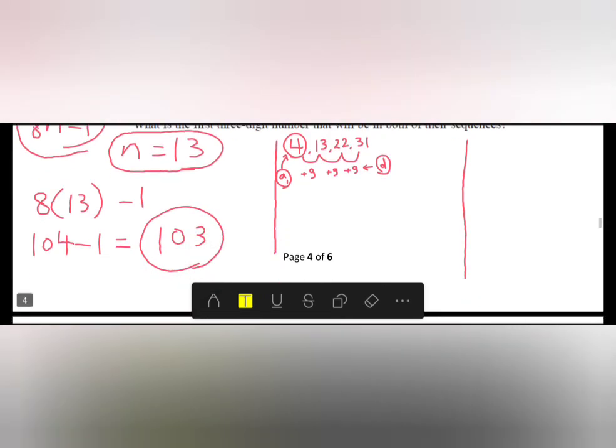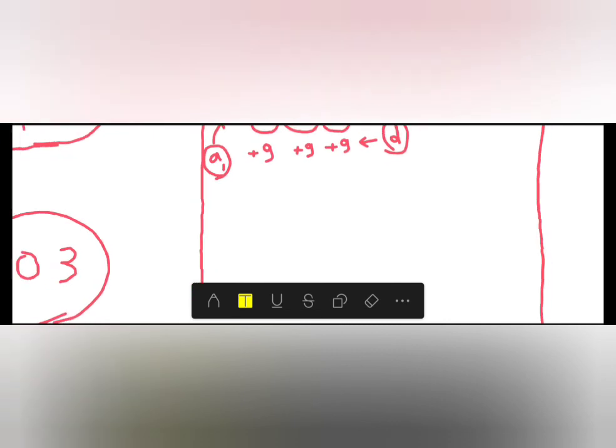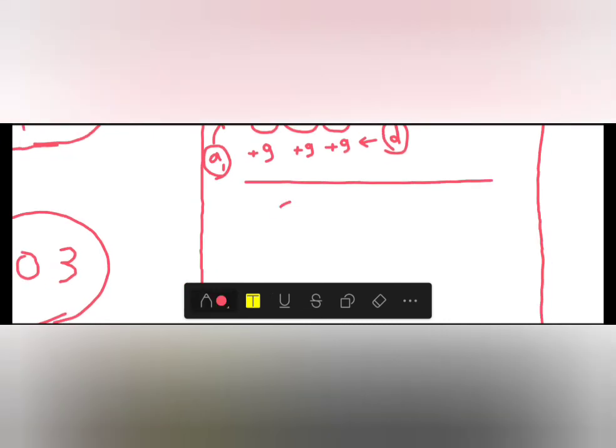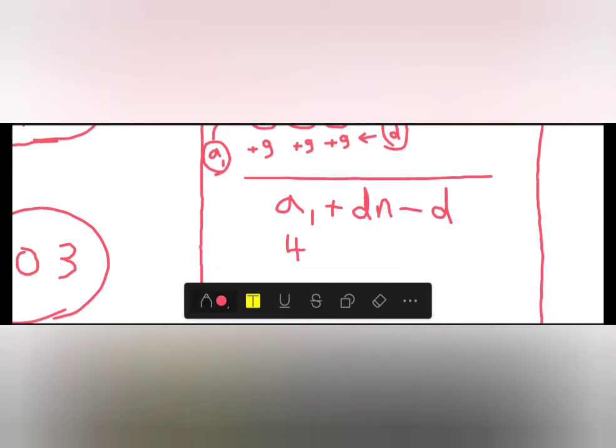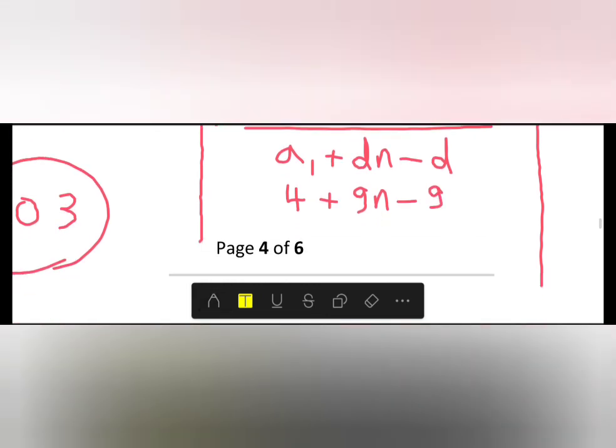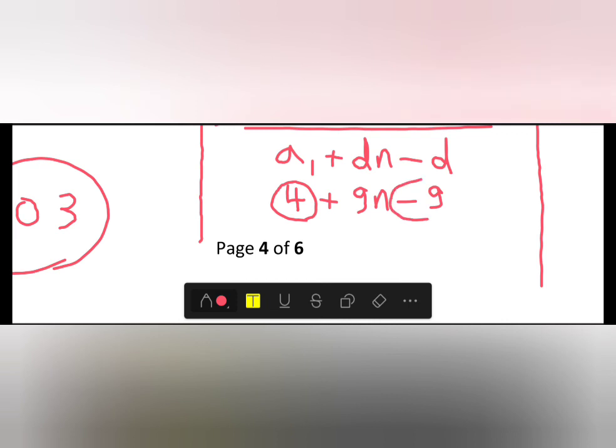Now, we said that to find the nth term of a sequence, we use this formula, which is A1 plus Dn minus D. We know that A1 is what? It's 4. Very good. So 4 plus, and the D is what? 9. Very good. So 9n minus 9. Now I'm going to continue solving this formula. I'm going to do these together because they are like terms and they are constants. So we have 9n, 4 minus 9 equals minus 5. Very good.